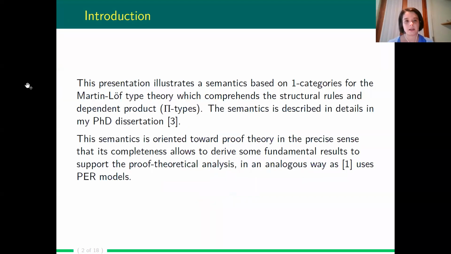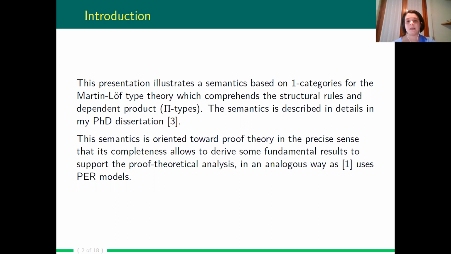I'm going to present this work, which is based on a semantics for Martin-Löf type theory, the fragment which comprehends the structural rules and the dependent product. This semantics is described in detail in my PhD dissertation. The idea is that we wanted to use it to study some proof theoretical properties of the system and to have a completeness and an easy to use classifying model, as done by Abel, Coquand, and Dybjer for PER models.